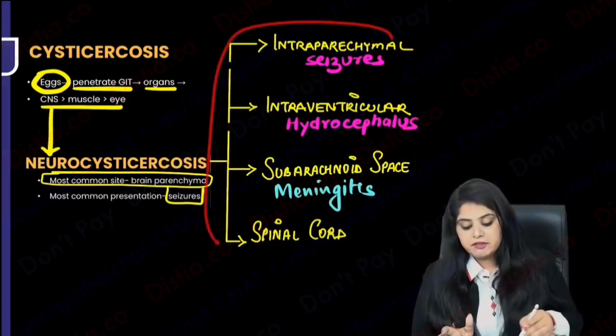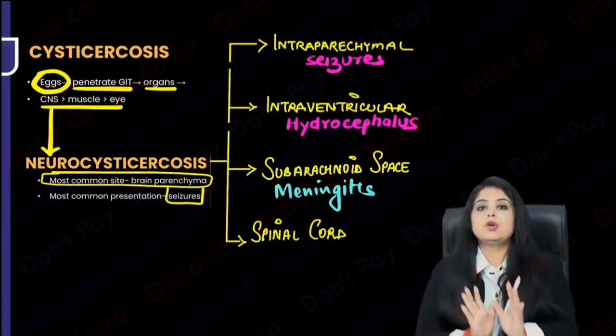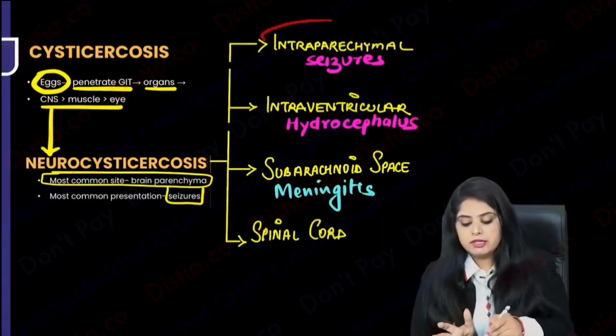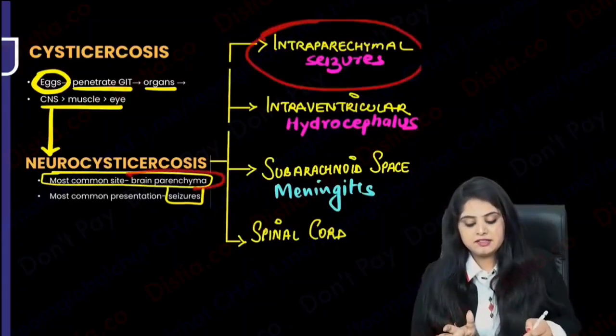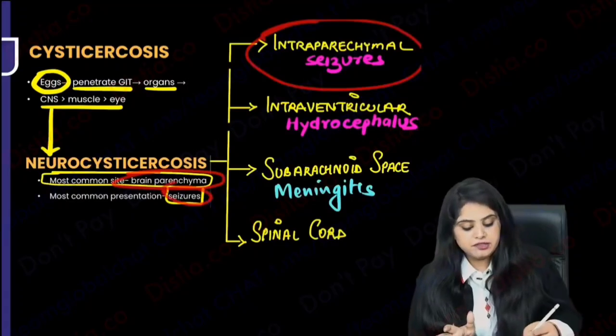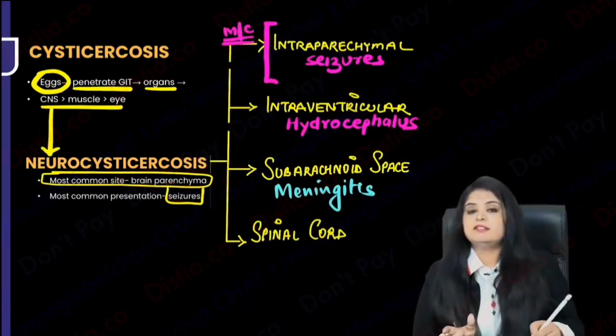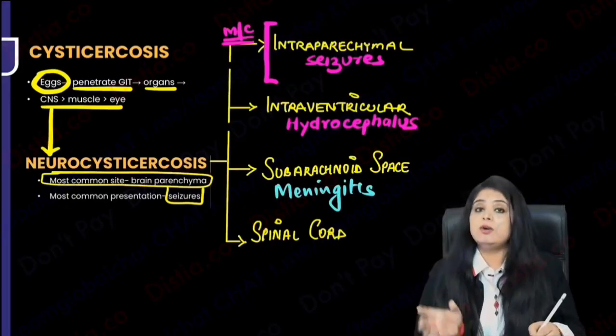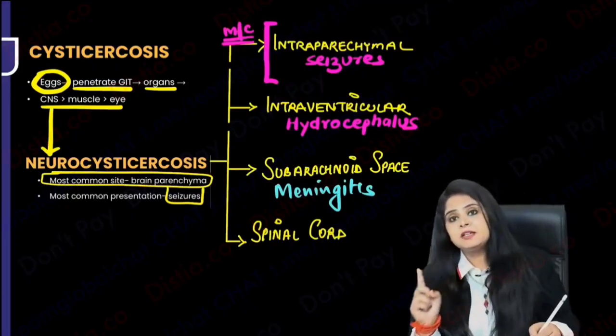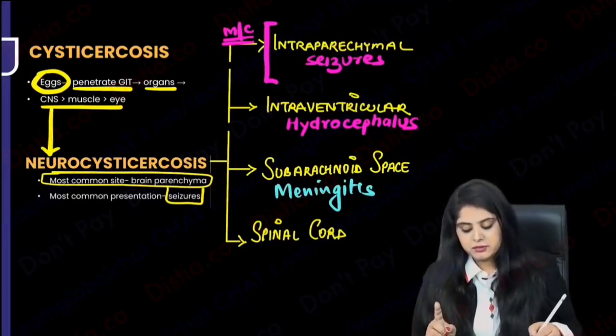So it can go to different parts of the brain, which I don't want you to learn. I just want you to learn that going into the parenchyma, that is why I said brain parenchyma, and causing seizures. This aspect is going to be the most common presentation. I hope everyone's understood how intestinal type and the neurocysticercosis type is going to be different.